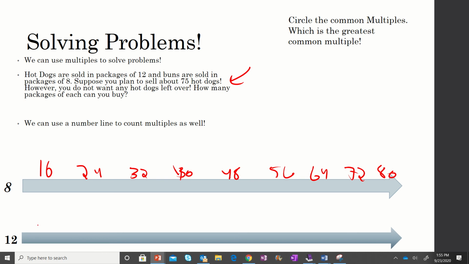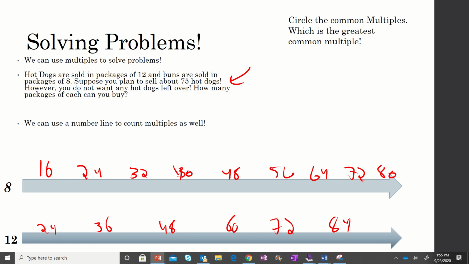Now, 12, okay, the next multiple is 24. Then we have 36. Then we have 48. Then we have 60. Then we have 72, okay? Then we have 84, okay? 84 is too large for 75, all right?